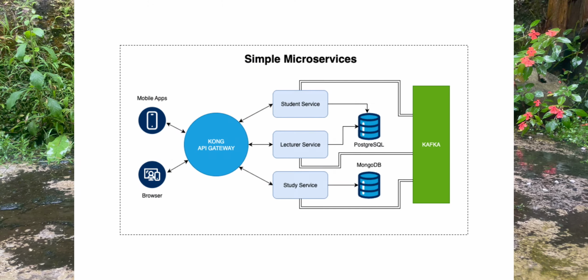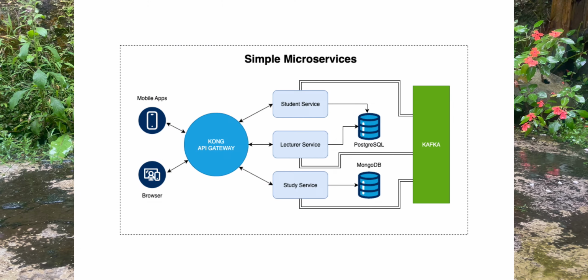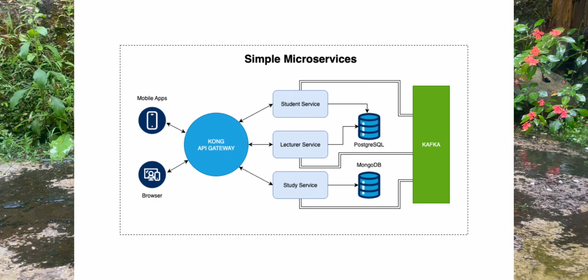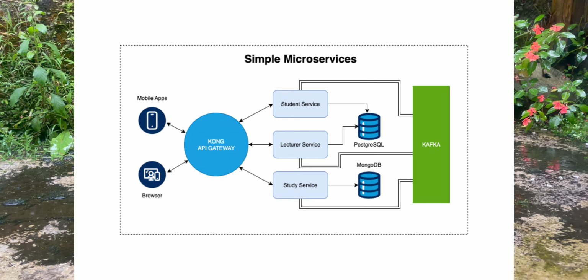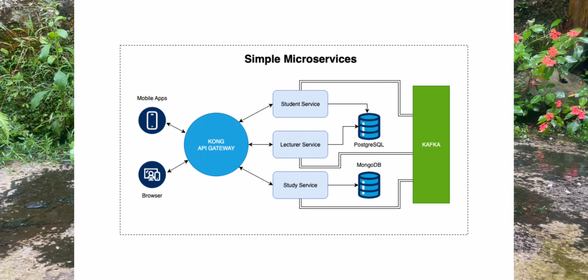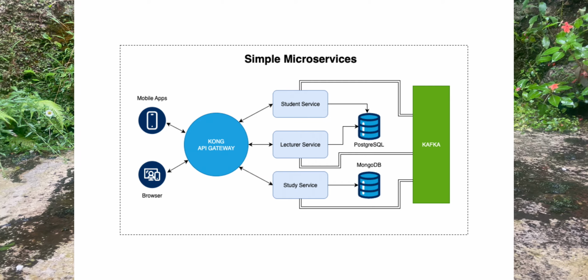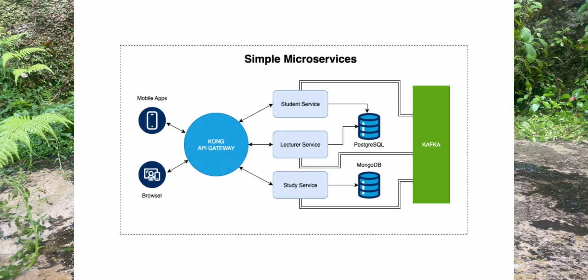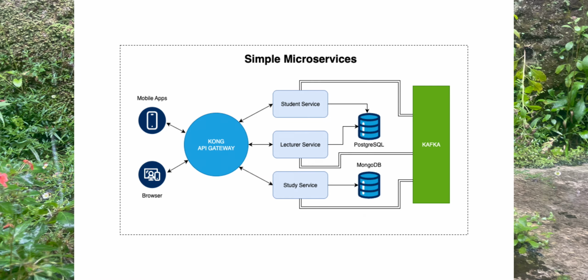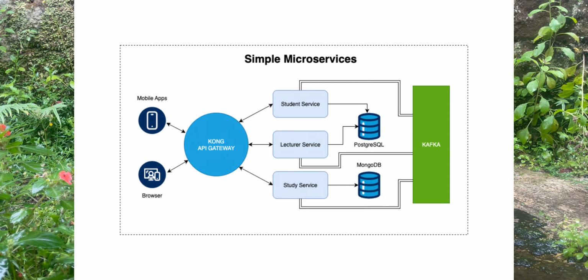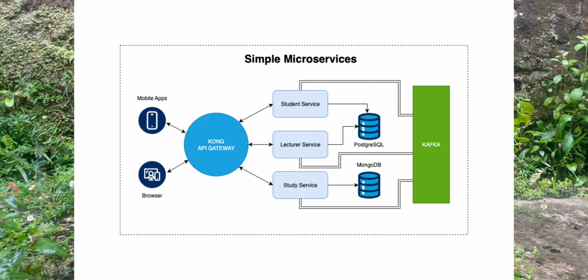We will create three services: student, lecture, and study service. The student and lecture services will be using PostgreSQL with different schemas. The study service will be using MongoDB. Three of them will be running on different ports. Each of them will have a Kafka consumer and producer.